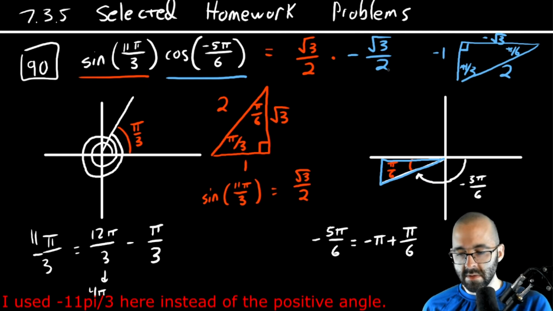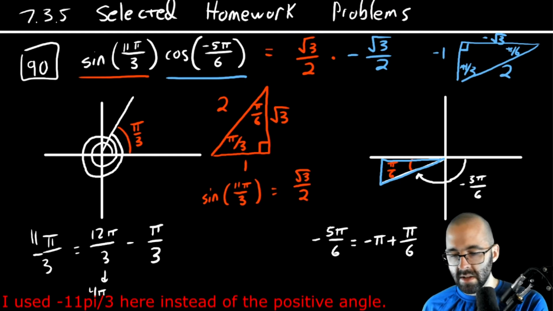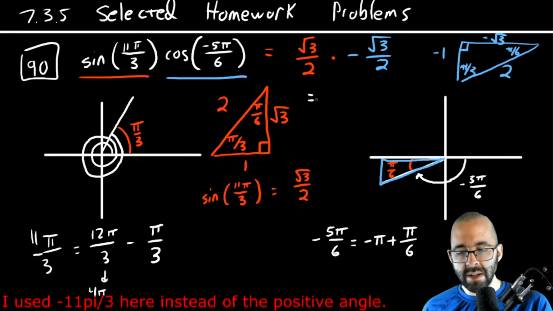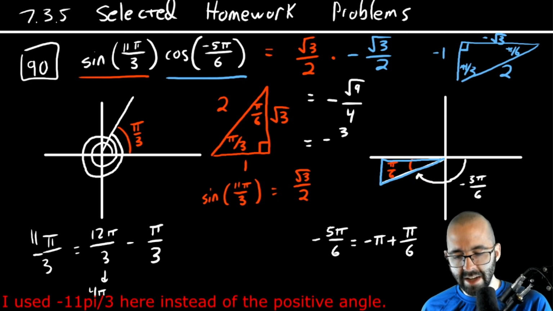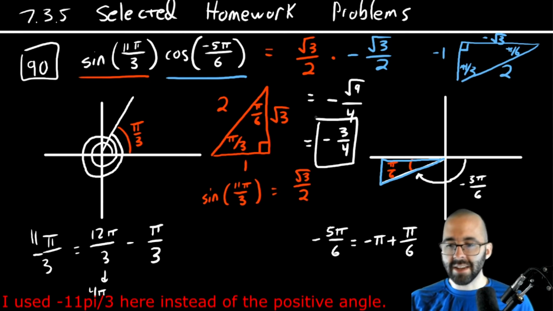Well, let's just simplify this. So it's getting a little cluttered. My apologies. The square root of 3 times the negative square root of 3 is negative square root of 9. 2 times 2 is 4. Oh, this simplifies real nicely. This is negative 3/4. All that work. And something nice and easy.